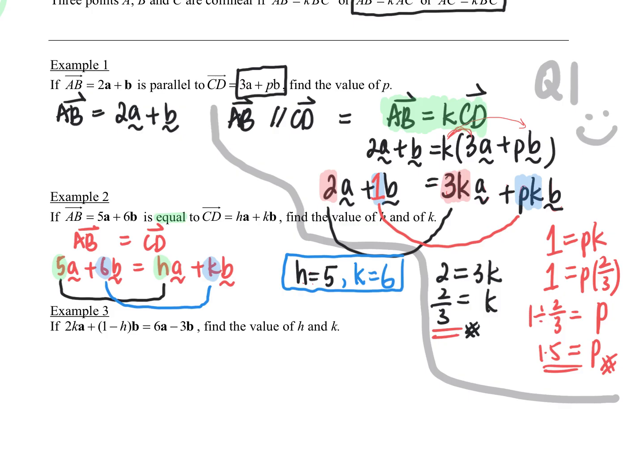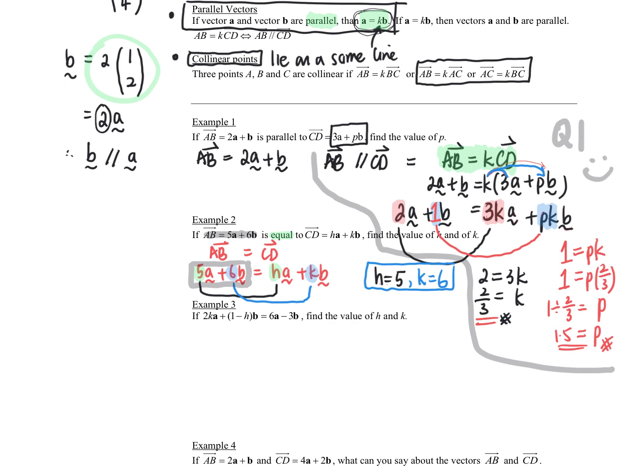There's nothing to expand. They say AB is just 5A plus 6B, so I just replace only. This is my AB. The other one I need to expand because I want to compare them. So I need to expand my K into 3A and my K into PB. Then I can compare the left side with the left side, the right side with the right side. I must simplify first, then I can compare. So the number in front of B is 1. I compare with PK, because this is the number in front of B. So you are just comparing the coefficient.